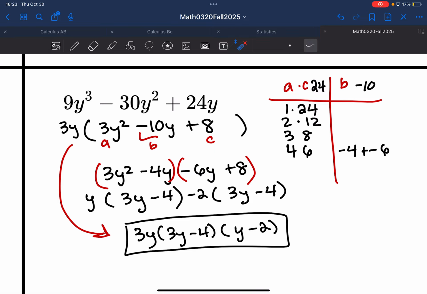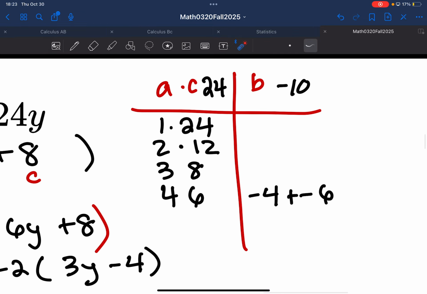Why did I do 2 and 12? That's a great question. Okay. So let's say I did 2 and 12. What would have to be negative to get a -10? -12, right? But what's 2 times -12? Is that still positive 24? That's why. So it has to multiply to this and add to this.